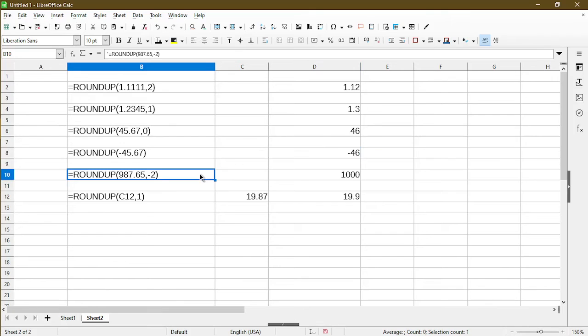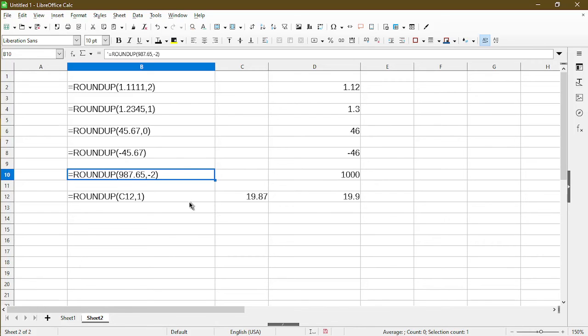And here we're using a negative decimal place. When it's negative, it means to round to the nearest 10th or hundredth or thousand and so on and so forth. So negative 2 means to the nearest hundred. In this case, the result is 1000, since when we round up from 900 up 100, it becomes 1000.